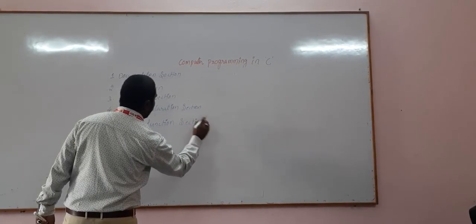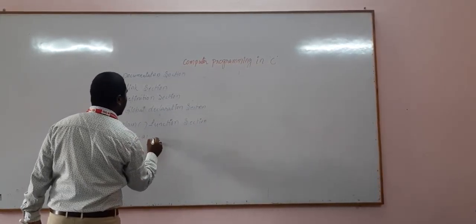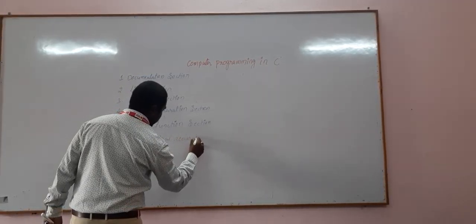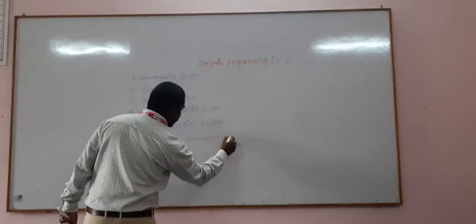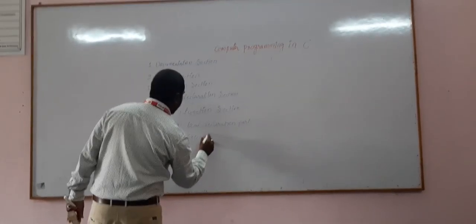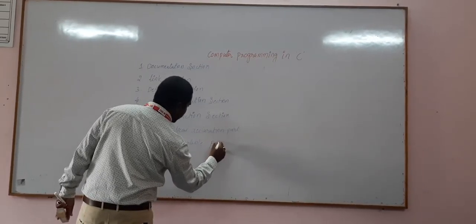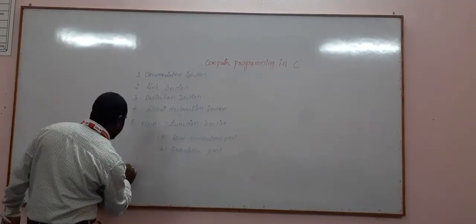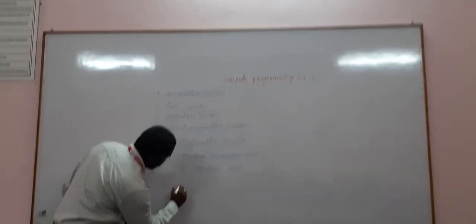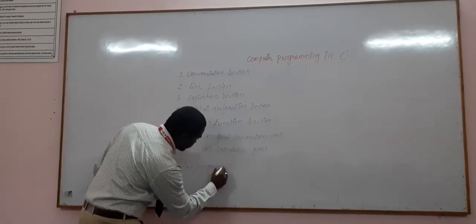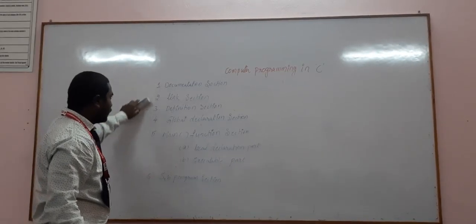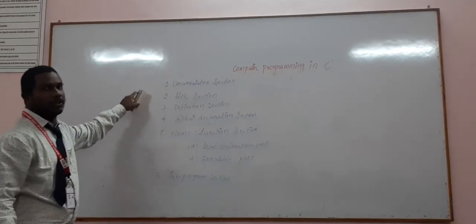Section consisting of two parts. The first one is the local declaration part. The second one is the executable part. So the sixth one is the subprogram section. So these are the different types of sections in the structure of a C program.